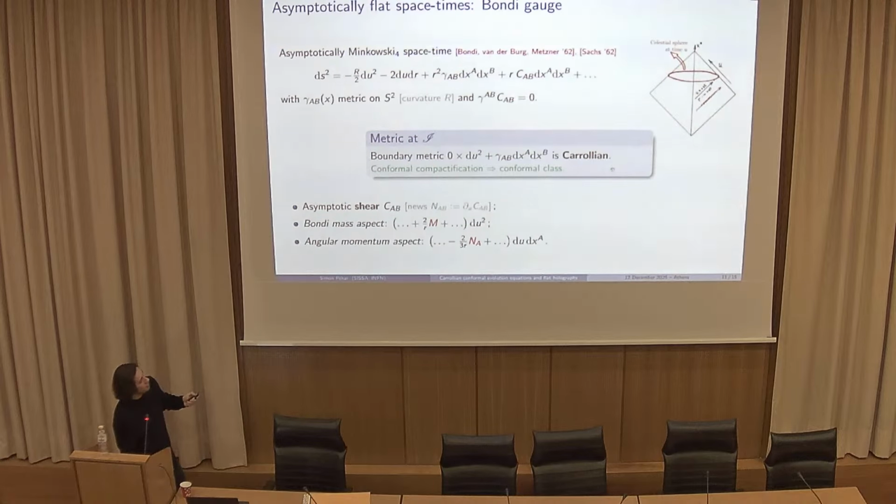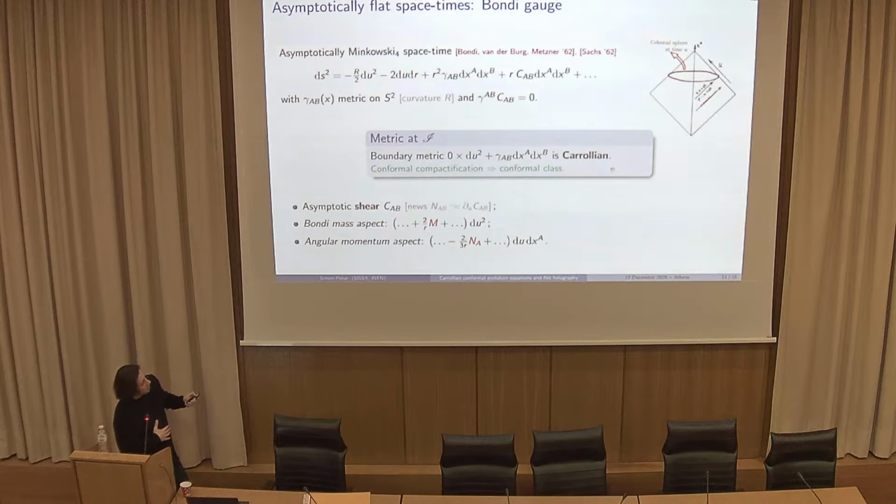This C_AB, I choose it to be traceless in this gauge, is an arbitrary function that encodes gravitational radiation that reaches my null infinity. So you can take this metric and do a conformal compactification, realize that the boundary metric is Carrollian. And this is because there is no term here that blows up as r squared, so the boundary metric has a 0 leg along du. Because I'm doing a conformal compactification, this is going to be actually a conformal class of Carrollian metrics. So we are already starting to see that we can apply the framework of the previous slides.